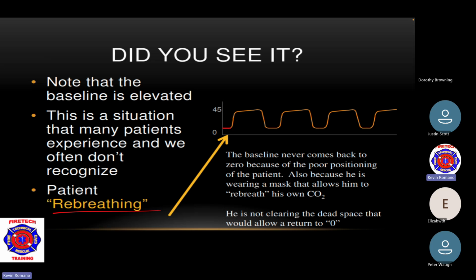Therefore, like Peter had mentioned, just picking his head back up again will change this and bring that back down to baseline. So you start picking up that rebreathing patient. This is a situation that many patients experience and we don't recognize it. We don't want this to happen. So if you go to that nursing home call, you put them on end tidal, and you start seeing this here, get their head back up. Lay them back a little bit.